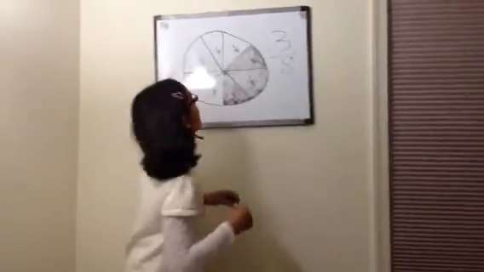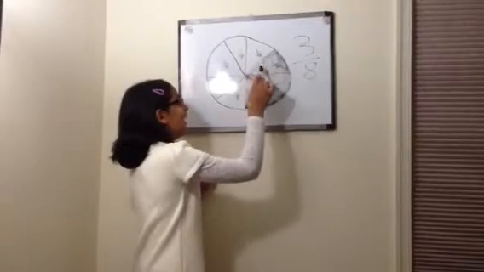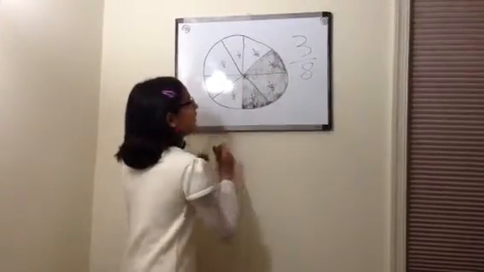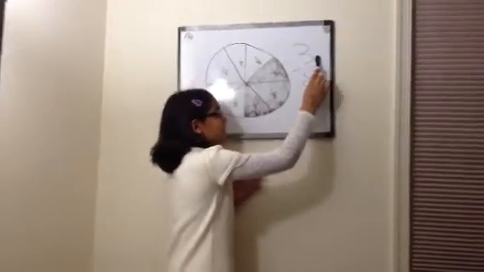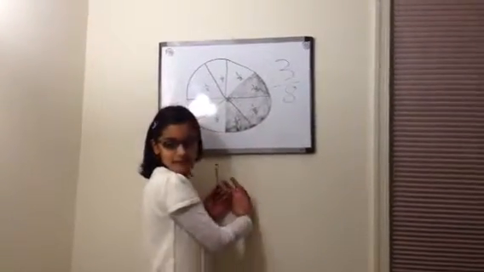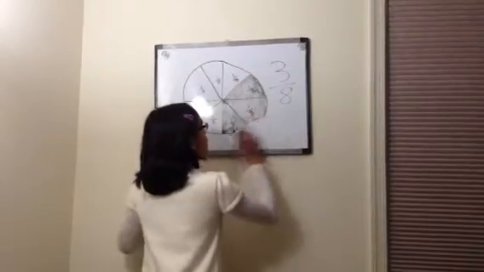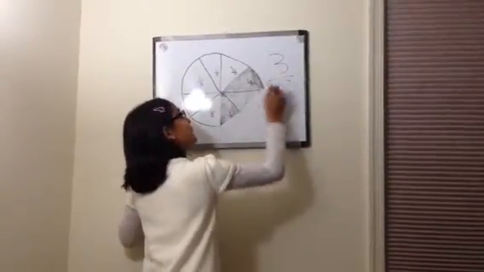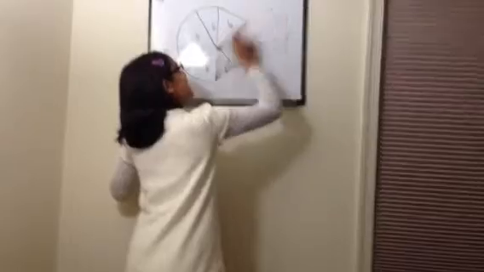Today I got a pizza with 8 equal slices. I ate 3 slices as shown in color. So 3 is the numerator because it's the top number and it shows how many pizza slices I ate. Then 8 is the denominator because it shows how many equal parts the item is divided into.